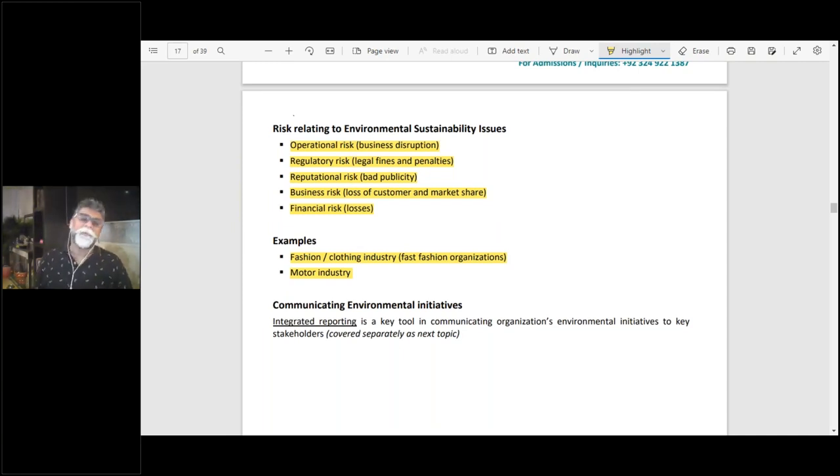Now those organizations who really indulge in social and environmental initiatives, how can they demonstrate it to their stakeholders? If my company is socially responsible, I'm spending money on social activities, I'm spending money on environmental activities, how can I communicate all these initiatives to my stakeholders? Don't you think I should communicate?